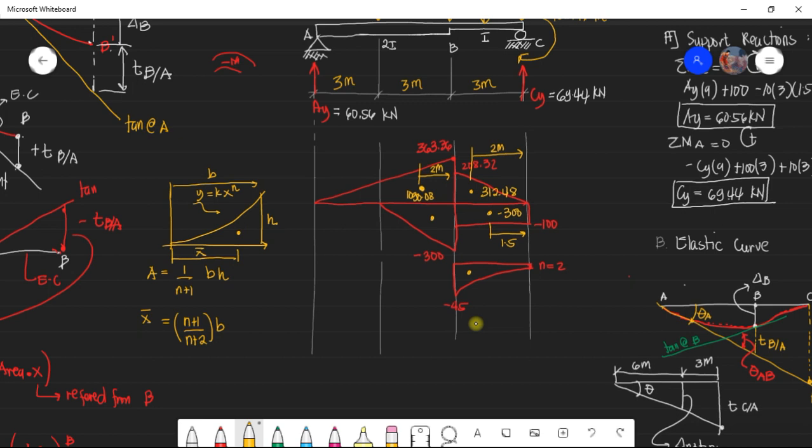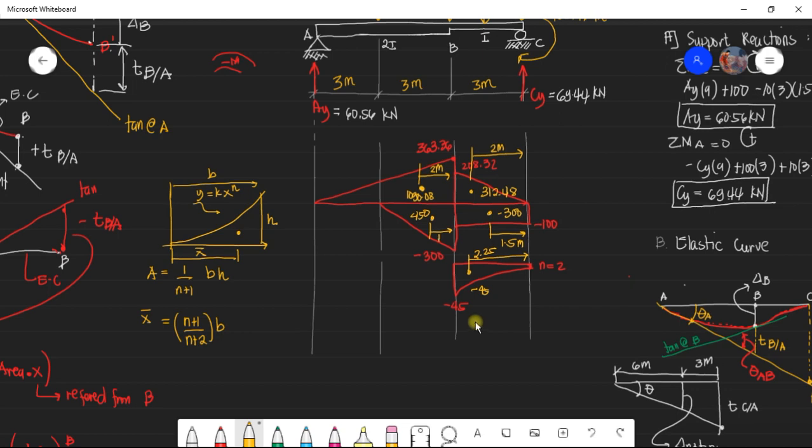Dito na tayo. Area nito, 1/3 base times height. 1/3 base, which is 3, times height is 45. So, negative 45, meters lahat to. Ang distance niya is 3/4 of 3, okay, 2.25. Ito naman, 0.5 times 3 times 300, so 450. Ang distance nito from B is 1.